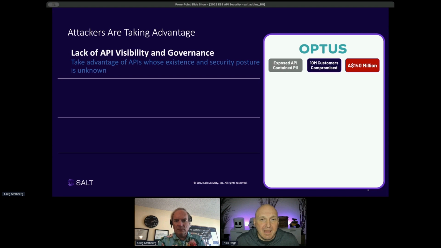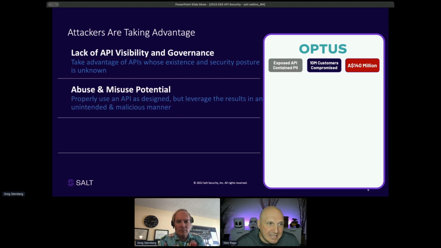So if you click one more time there, Greg, you're going to see Optus is a great example of that. At the end of last year, this was an example of an API that saw the light of day in the outside world with no authentication or authorization associated with it. And Optus didn't know about it, found out about it in the form of a ransom demand. They're anticipating that this is going to cost them close to $100 million US dollars, 140 in Aussie dollars.